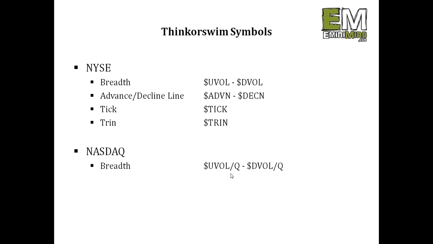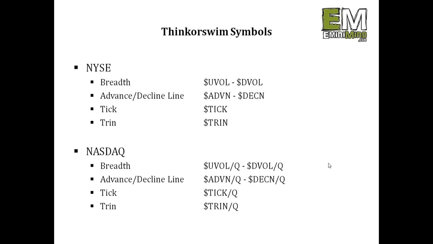And then for the NASDAQ, the same concept applies, and all you do is add a /Q at the end of each symbol. So UVol/Q, DVol/Q gives you the breadth. Advanced decline, simply just adding the Q at the end will give you the NASDAQ data. So the tick, and then you can see the trend.